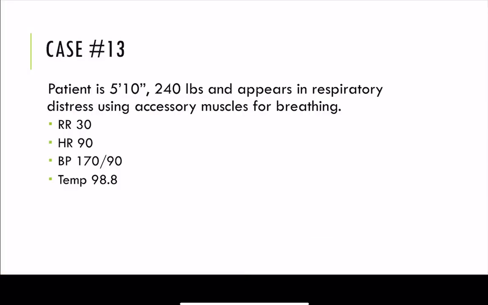So I kind of cruised past his shape without really stopping here. So 5'10", 240. This gives you a BMI of 30.4. So we are dealing with an obese patient.